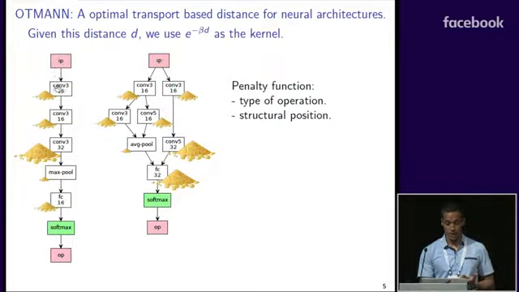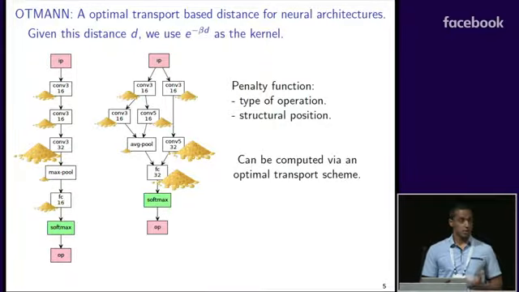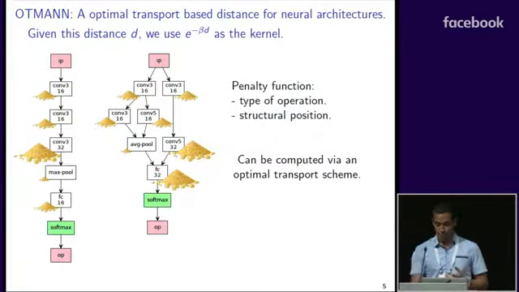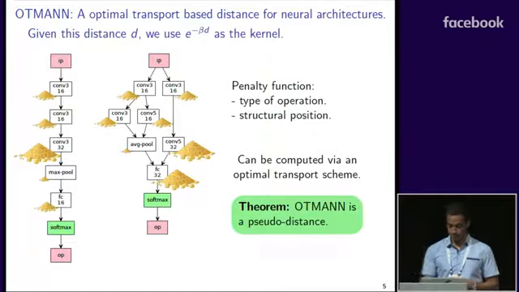So if I take a layer over here and match it to a layer over here, then there's going to be a small penalty because they're in similar positions. But if I take a layer over here and match it to a layer over here, then there's going to be a large penalty. The nice thing about this is that you can formulate all of this as an optimal transport program. And moreover, you can prove that the solution to this program induces a pseudo distance in the space of neural network architectures. That is, it satisfies the triangle inequality and all of these properties.